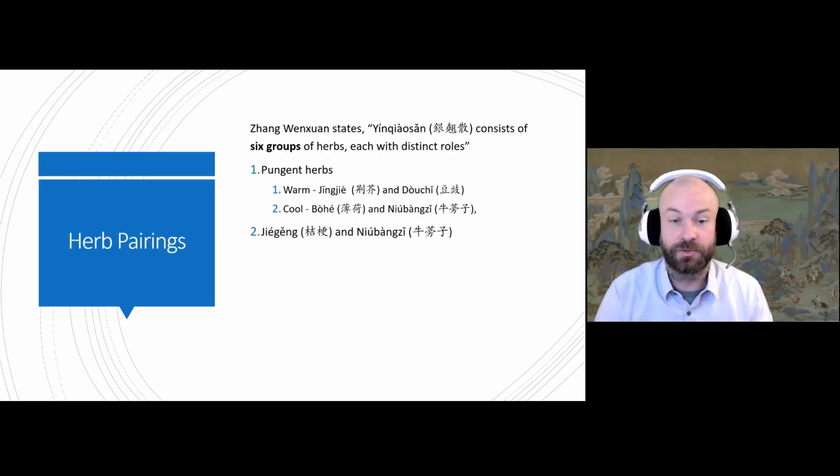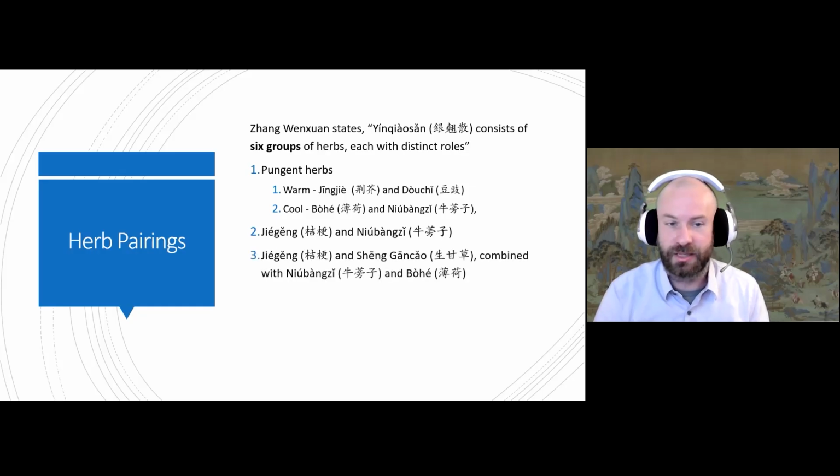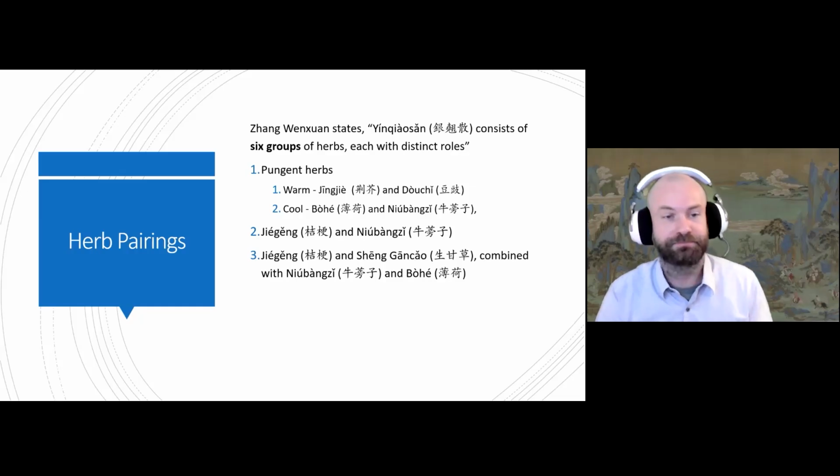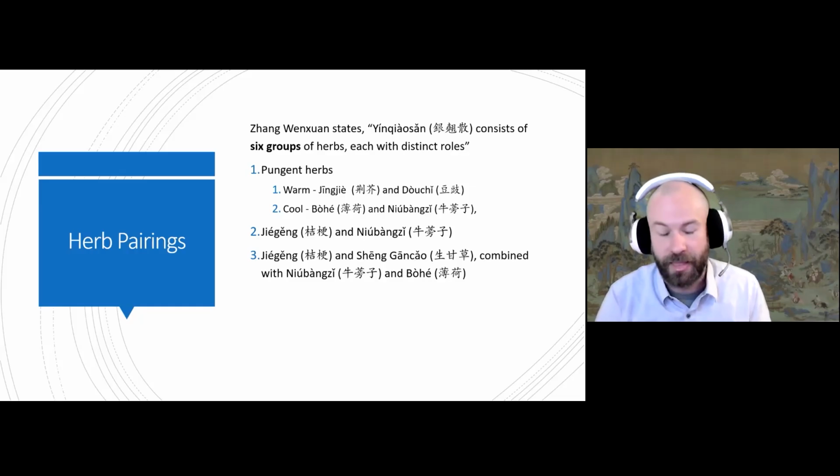Jiegeng and Niubangzi also work together to promote the dispersal of lung qi. Jiegeng, Shengangcao combined with Niubangzi and Bohe. These ones are to help move any stagnation, but also to help perhaps relieve throat pain. And if you notice, Jiegeng and Gancao is also another formula from the Shanghanlun called Jiegengtang.